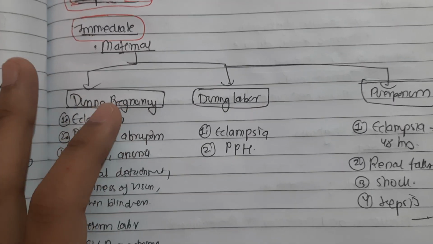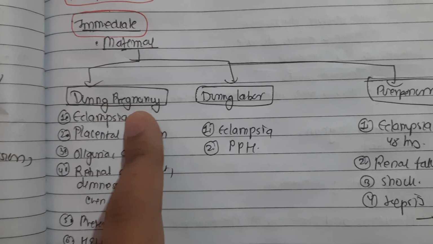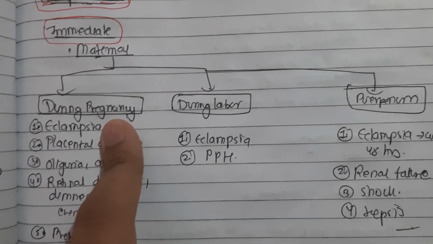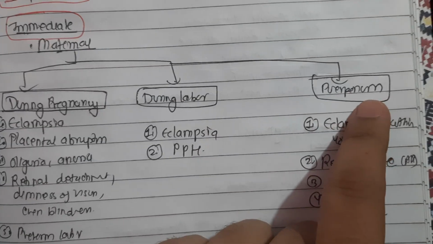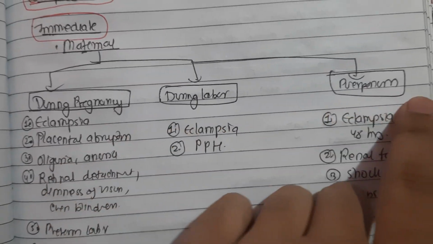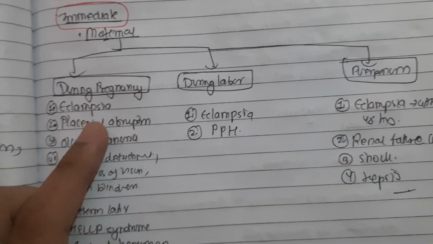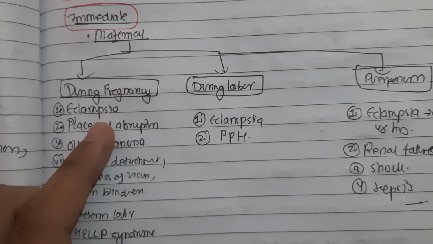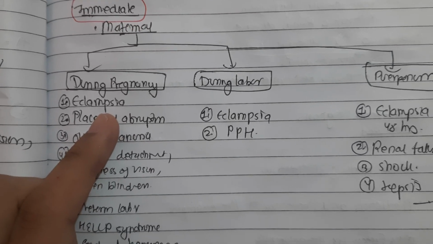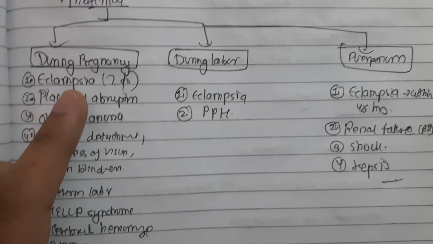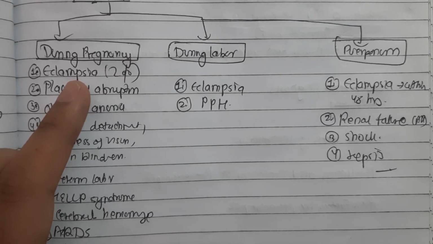In immediate complications, we have maternal complications. They can occur during pregnancy, during labor, as well as during puerperium. In all of these three cases, and during pregnancy, eclampsia occurs in 2%. Eclampsia occurs more in acute than in subacute cases.